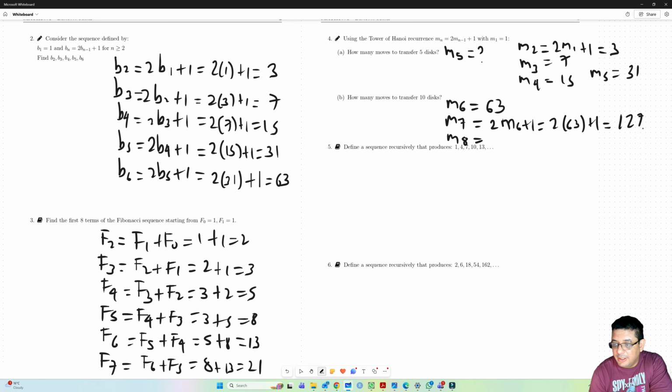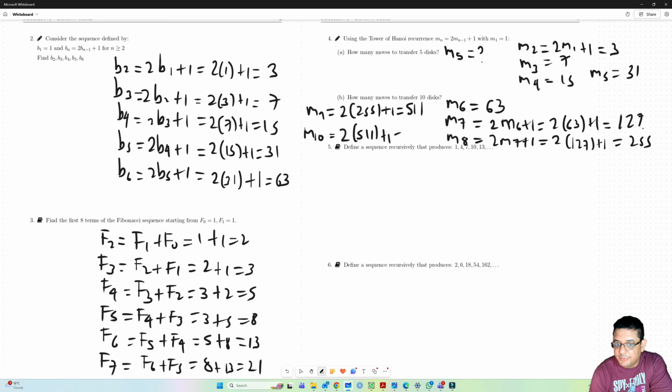M of 8 is 2M7 plus 1. This is just twice 127 plus 1, which is 255. And similarly, I can go with M9, which is going to be twice 255 plus 1, which is going to be 511. And now M of 10, twice 511 plus 1, which at the end is just going to give me 1023. Okay? So it takes 1023 movements to transfer 10 disks.